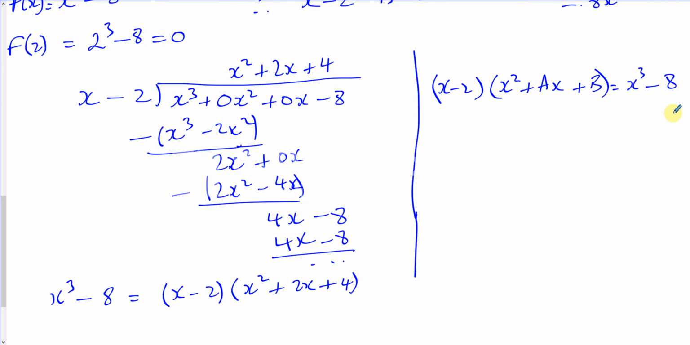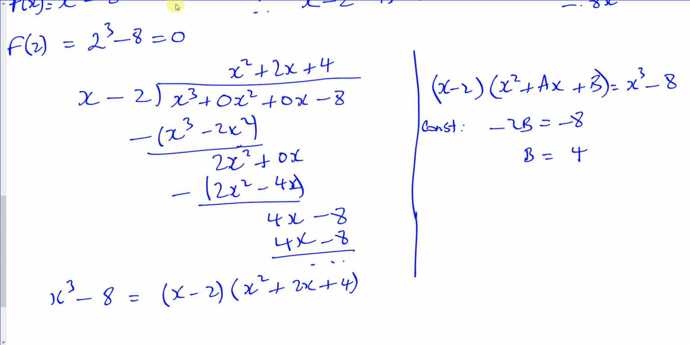I can compare the coefficients of, for example, the constants. That's the easiest thing to do. On the right side, the constant is minus 2 times b. So minus 2b is equal to the constant on the left side, which is minus 8. So b is equal to, silly me, a minus divided by minus is plus. Okay, so b is equal to 4.